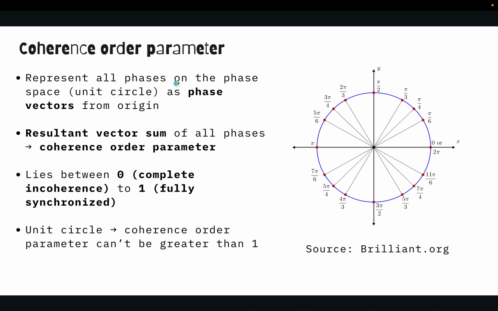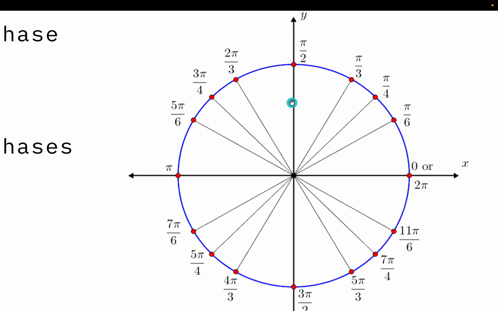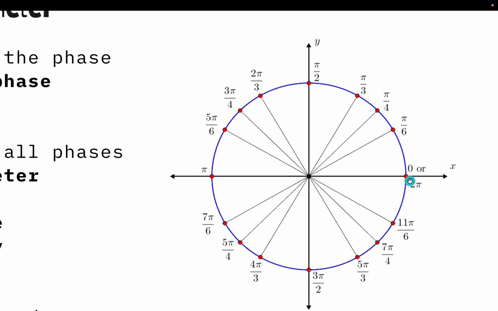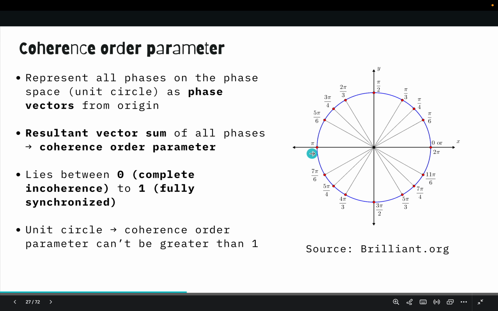So this represents all phases on the phase space, a unit circle, as phase vectors from the origin, and the resultant vector sum of all phases is the coherence order parameter. It lies between 0, which means complete incoherence here. By the way, synchronization doesn't mean, for instance here you can see that in this particular snapshot the phase differences are constant. Of course, in a snapshot it will be constant. You cannot see the evolution of the system in a snapshot.